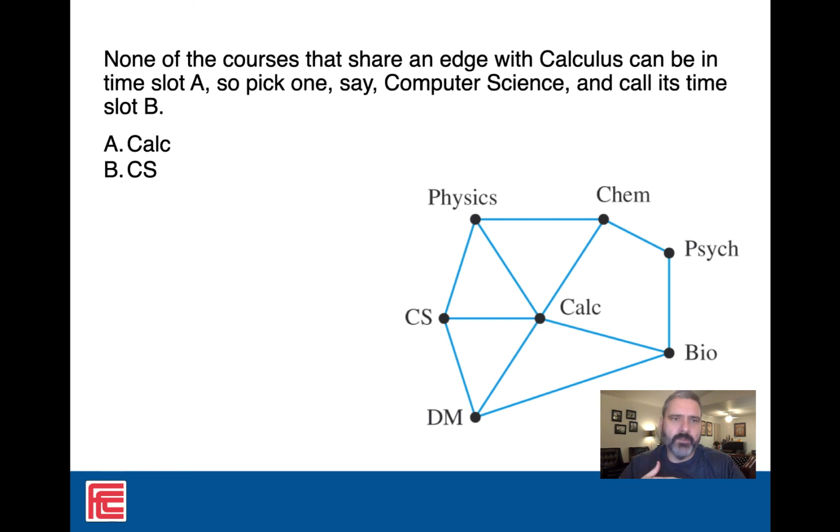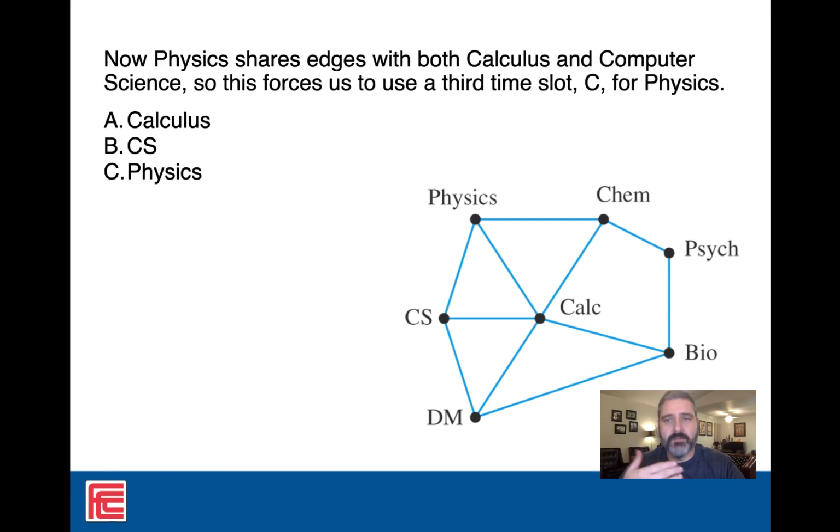If we have that, then we say, well, is there any discipline that can't be in calculus and also can't be in computer science or connected to computer science? There's actually a couple. Discrete math would work, but also physics. So let's put physics in time slot C, right? Because physics can't compete with either calculus or computer science.